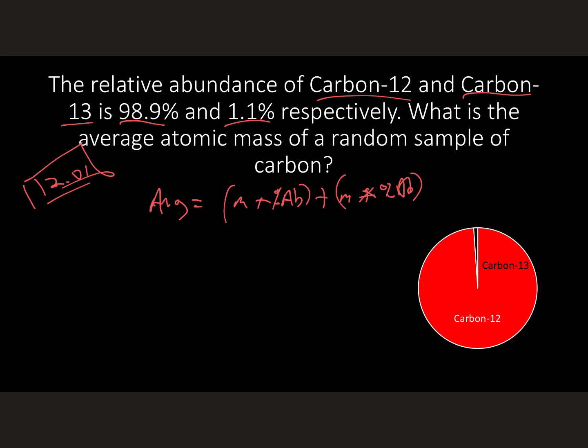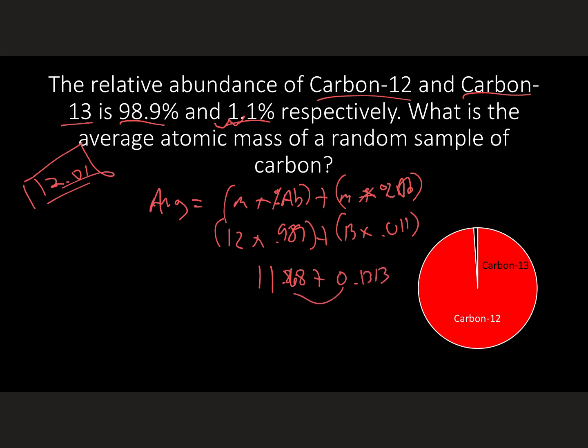So just real simply, we have the mass of 12. What is the percent abundance on that? We're just going to convert it to a decimal: 0.989, plus 13 times 0.011. So just move that over 1, 2. Then we'll be left with 11.868 plus 0.143. Add those up: 12.011 grams per mole.